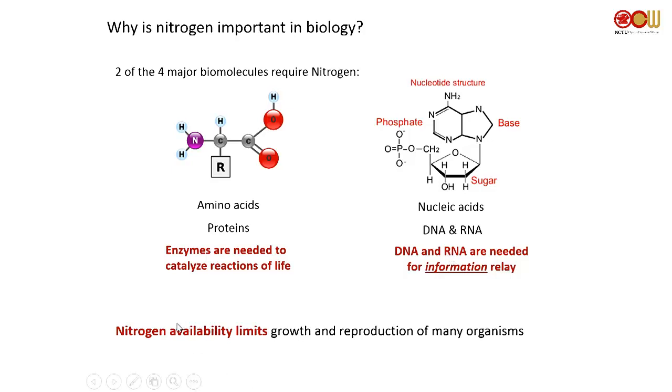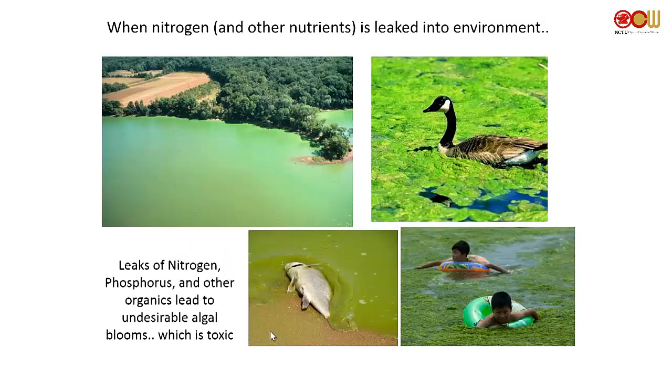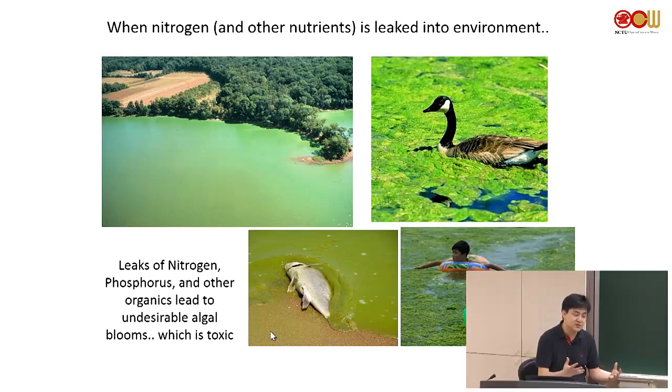Now, pay attention, okay? Nitrogen availability often limits the growth and reproduction for many organisms. When nitrogen and other nutrients leak into the environment, I don't know if you guys have seen pictures of algal bloom, especially in the summer. If your environment has a lot of nitrogen in it, organisms, especially algae in the water, will be like, oh, wow, a lot of nitrogen, I'm gonna grow, I'm gonna make a lot of proteins, and I'm gonna grow really, really fast. So you'll end up with lakes that look like that, green lakes, with algae all over the top.